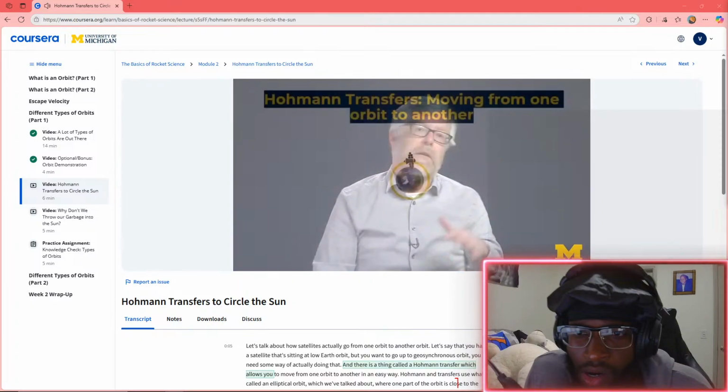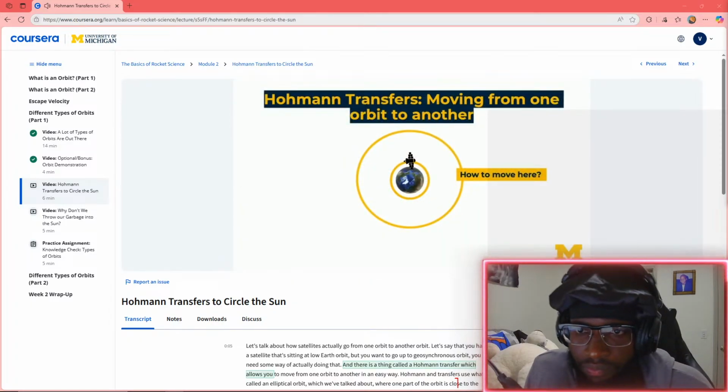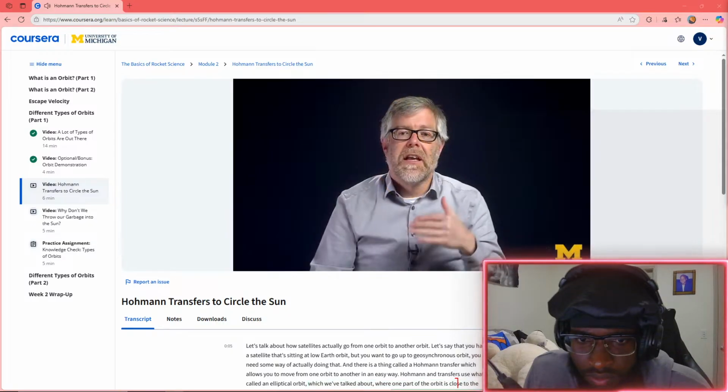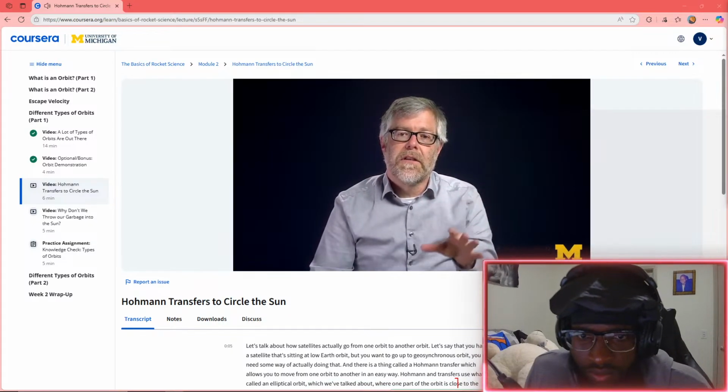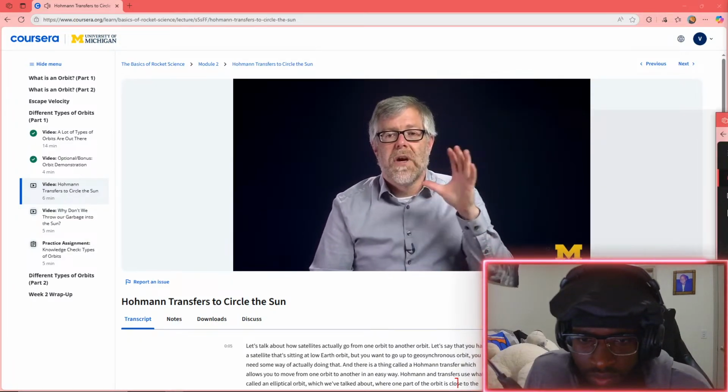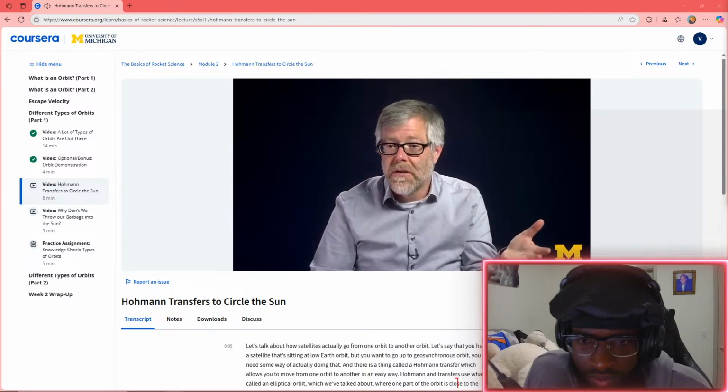And there is a thing called a Hohmann transfer, which allows you to move from one orbit to another in an easy way. Hohmann transfers use what's called an elliptical orbit, which we've talked about, where one part of the orbit is close to the Earth and one part of the orbit is far away from the Earth. And you can basically use the property of an elliptical orbit to go from, say, a low Earth orbit to a high Earth orbit, or a geosynchronous orbit, if you will.